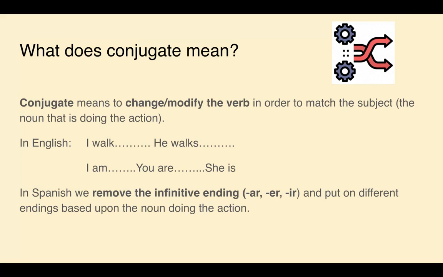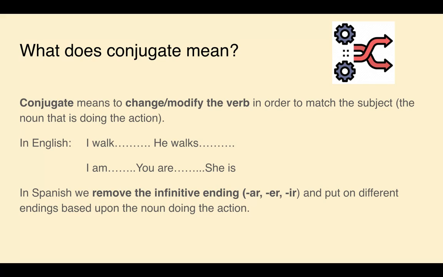So now that we know what a verb means, what in the world does conjugate mean? Conjugate means to change or to modify the verb in order to match the subject, whatever noun is actually doing the action. We do this in English, or you do this in your first language without even thinking about it. I walk, he walks. I am, you are, she is.